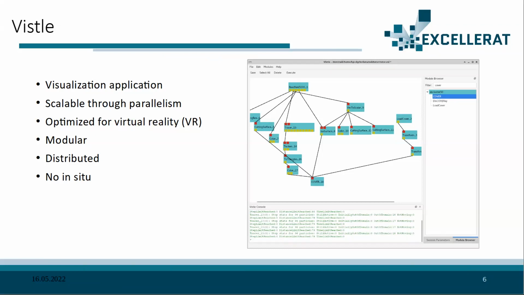And Vistle is distributed, which means that you can combine multiple Vistles on different clusters together, which in terms of in situ visualization has the effect that it would also cover in-transit visualization or post-processing, which means that you only gather the data at the computation cluster, and then you send it to a post-processing cluster, which then processes and writes the data to disk. But at the start of the project, Vistle didn't have any in situ capabilities, and that was the main job that we had to do to implement these in the EXCELLERAT project.